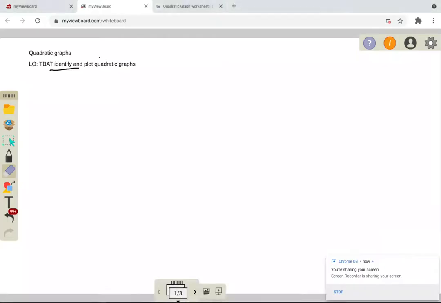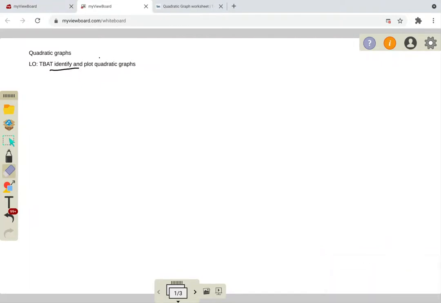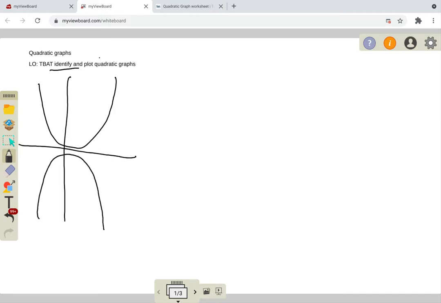Hi guys, in this video I'm going to go through how to identify and plot quadratic graphs. The way to identify them: if you see a curve shape, that is the shape of a quadratic graph. It also could be an upside down curve shape. The reason for that is the smiley face one is positive and the one in the other direction is negative. I'll explain that later on.